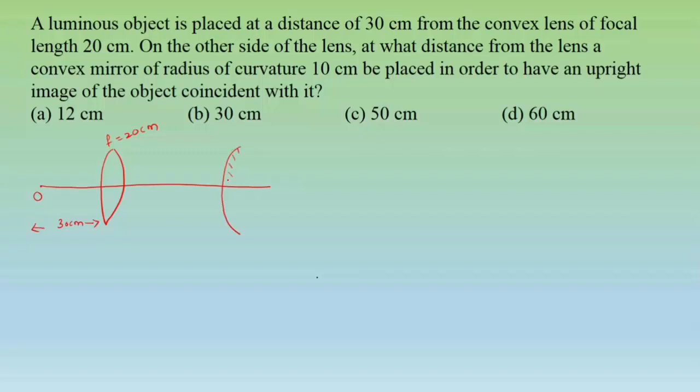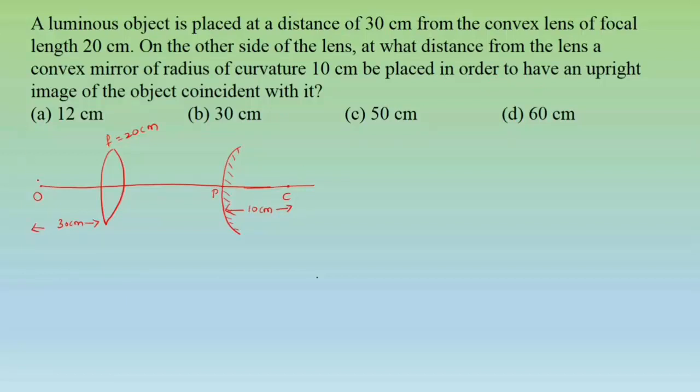So we don't know the accurate position of the convex mirror, that we have to calculate, but its radius of curvature is given, 10 centimeter. So this is the center of curvature, so that the distance between pole and center of curvature is given, that is the radius, 10 centimeter. Then it will be placed in order to have an upright image of the object coincident with it.